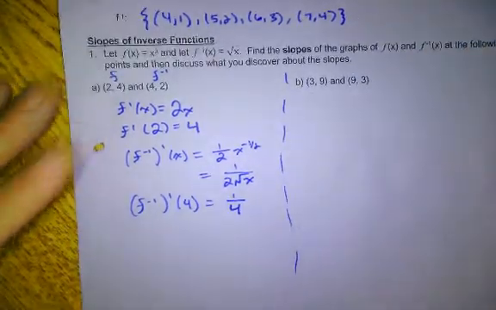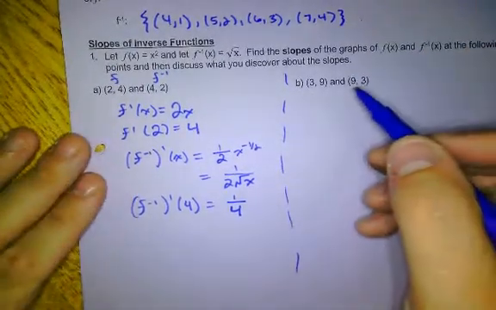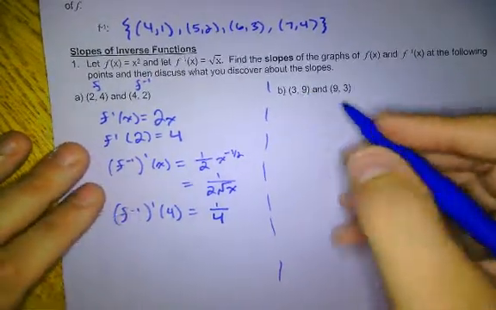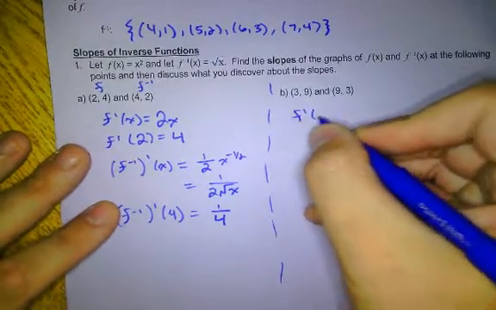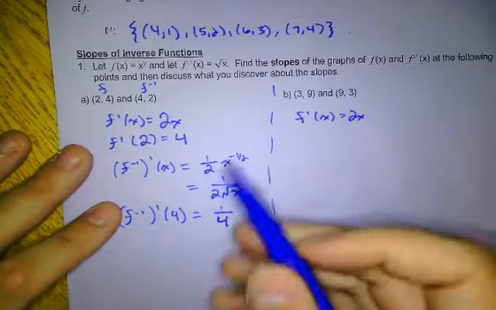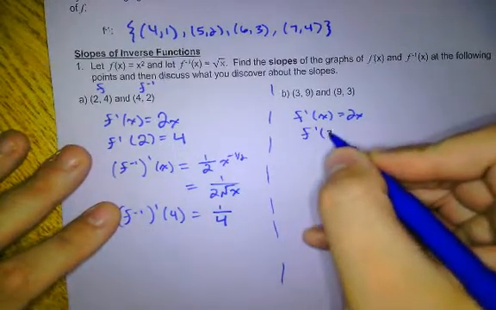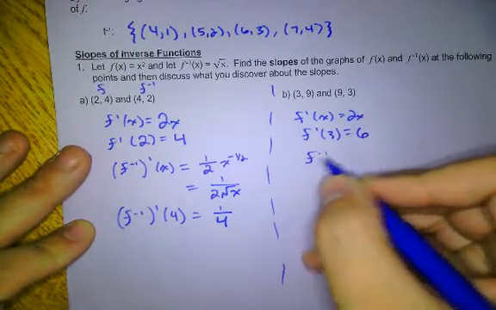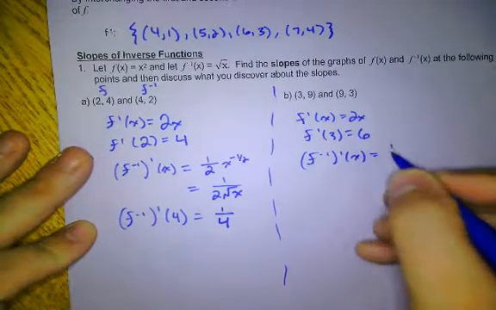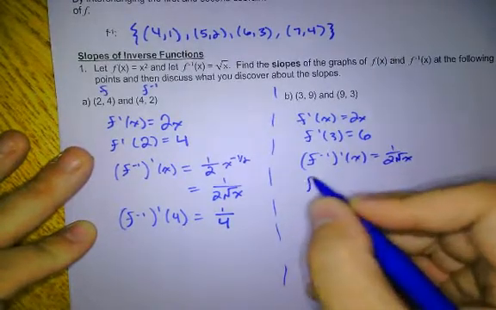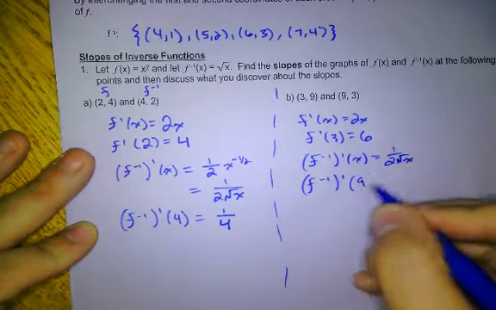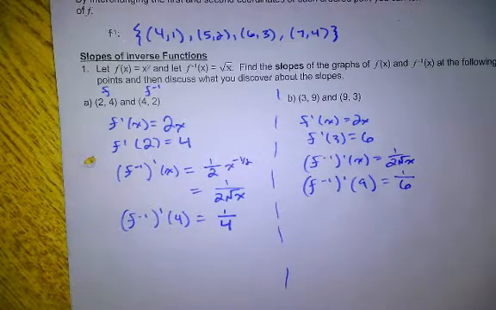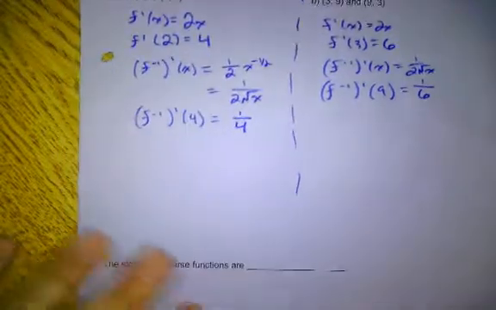Let's go ahead and do B. I already know f prime of x equals 2x, so when I plug in a 3, I'm going to get 6. I already know the derivative is 1 over 2 root x. When I plug in a 9, what do I get? 1/6. So the slopes of the inverses are reciprocals.